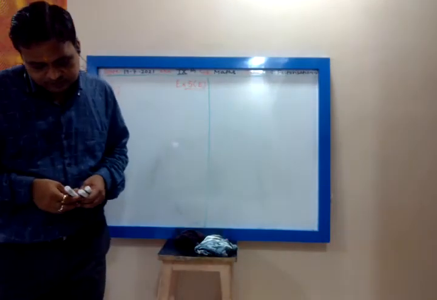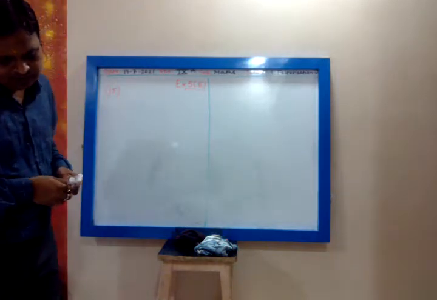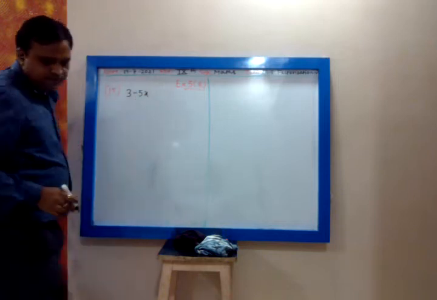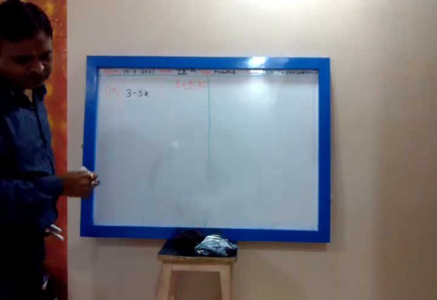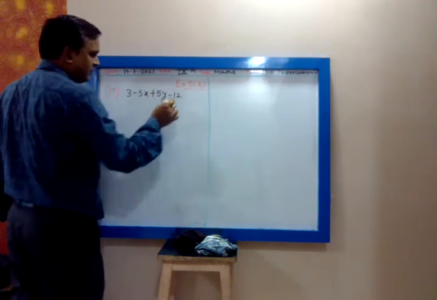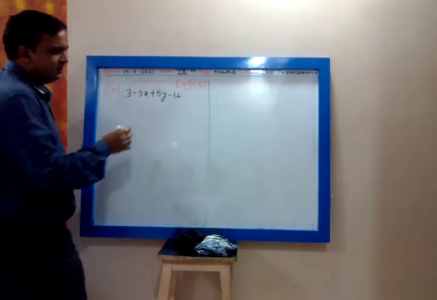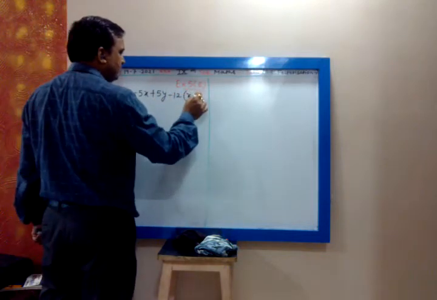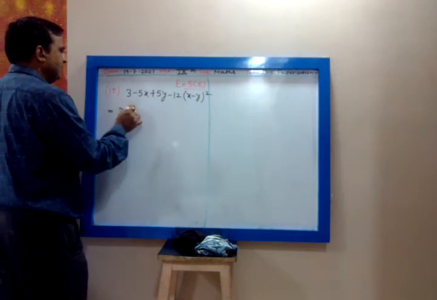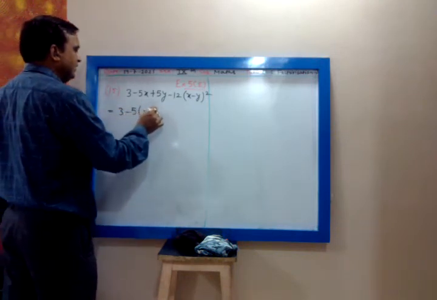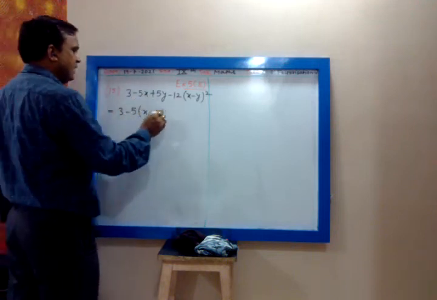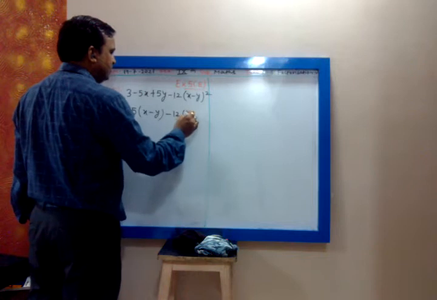15th, 3 minus 5x plus 5y minus 12 into (x minus y) whole square. So this you can write, 3 minus 5, common there is x minus y. The minus sign I have taken outside, so inside the sign will change. Minus 12 into (x minus y) whole square.